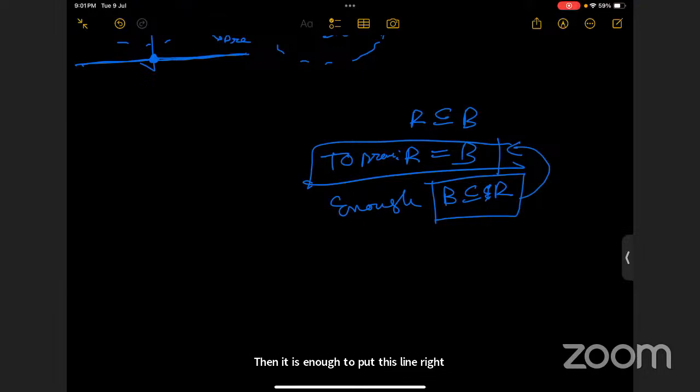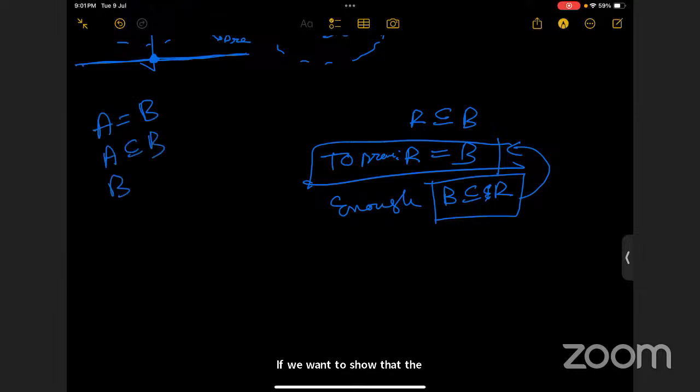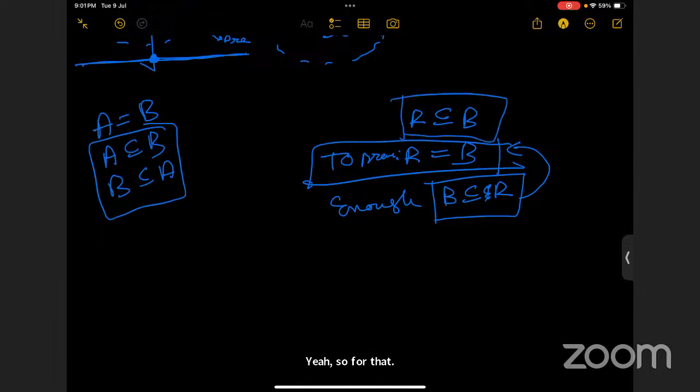Do you know about this method, right? If we want to show that the sets are equal, then A is a subset of B and B is a subset of A, right? So for that, we already have R is a subset of B. So it is enough to show that B is a subset of R, right?